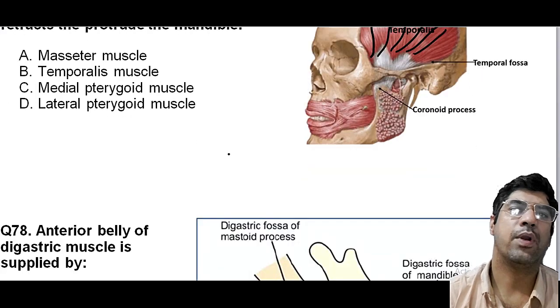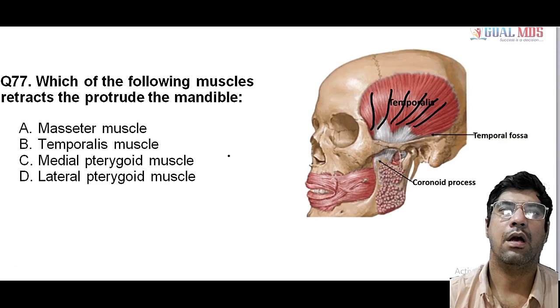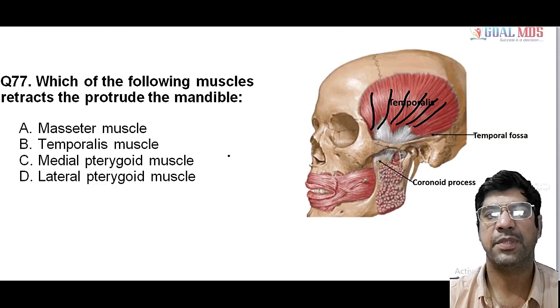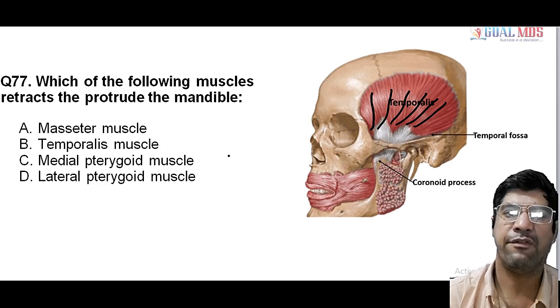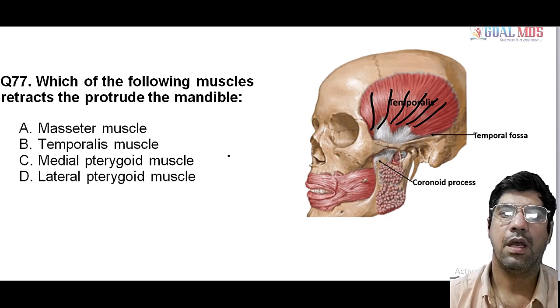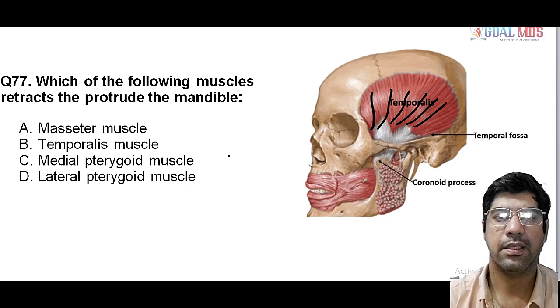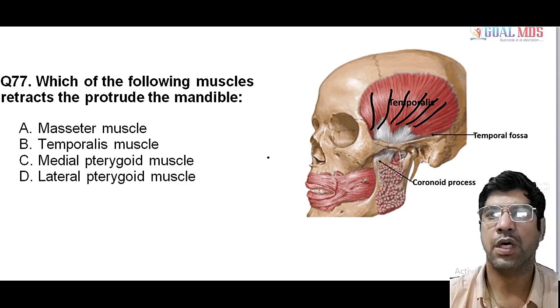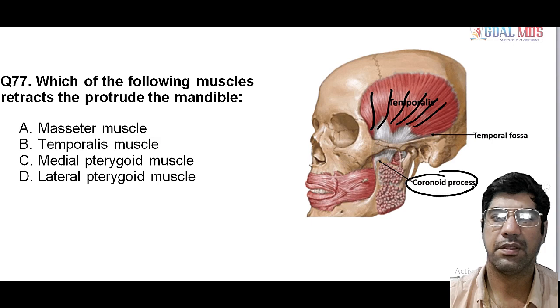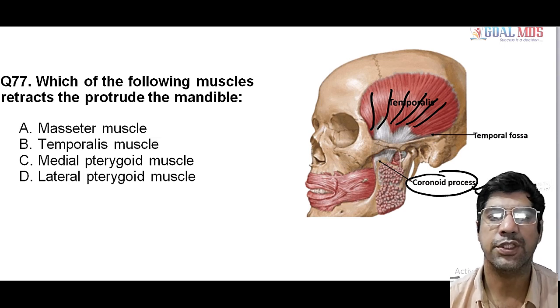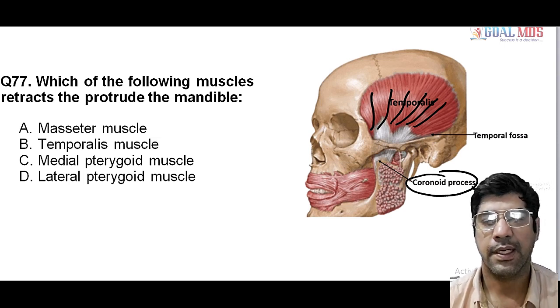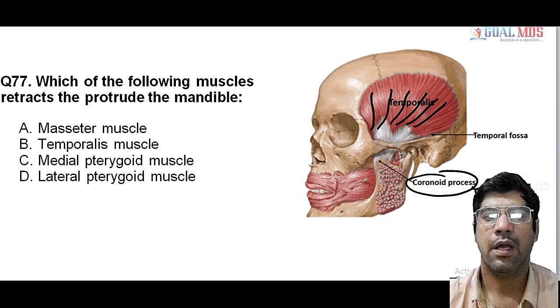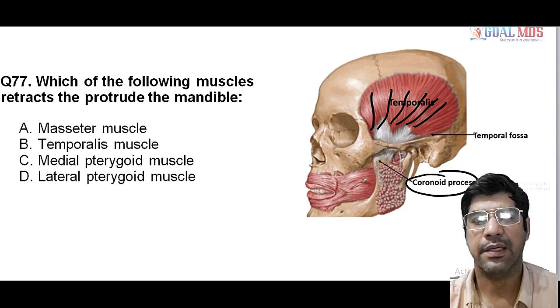So the temporalis muscle originates from the temporal fossa, that is the concave region on the side of your head, and it is inserted into the coronoid process. So it's the end point where the muscle will connect to the jawbone. So the temporalis is supplied primarily by the deep temporal nerves, that are the branches of the trigeminal nerve.